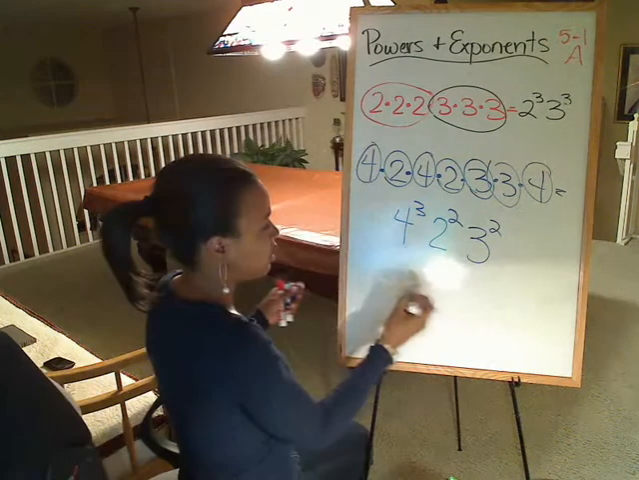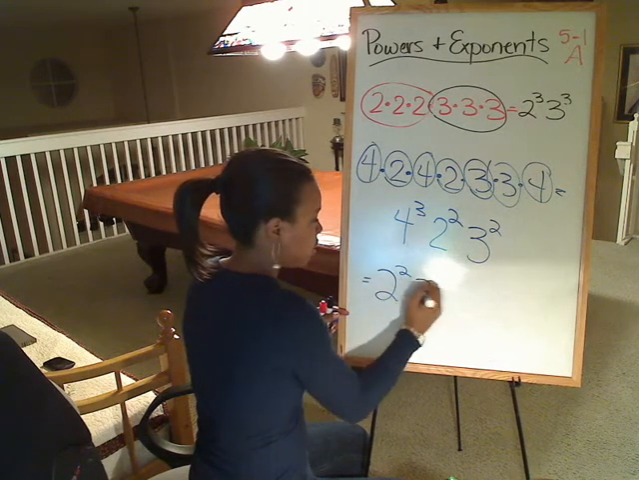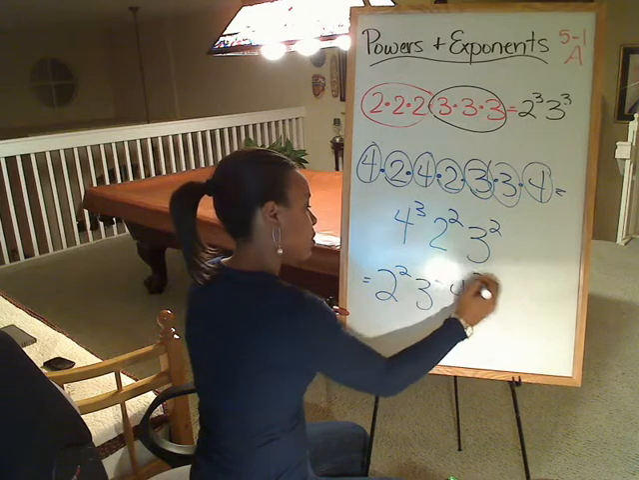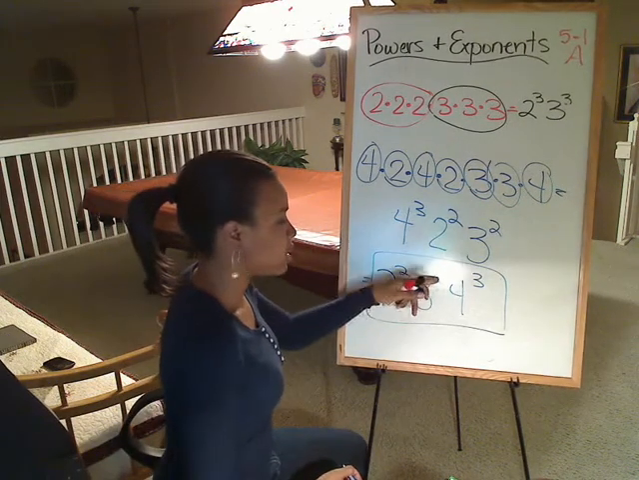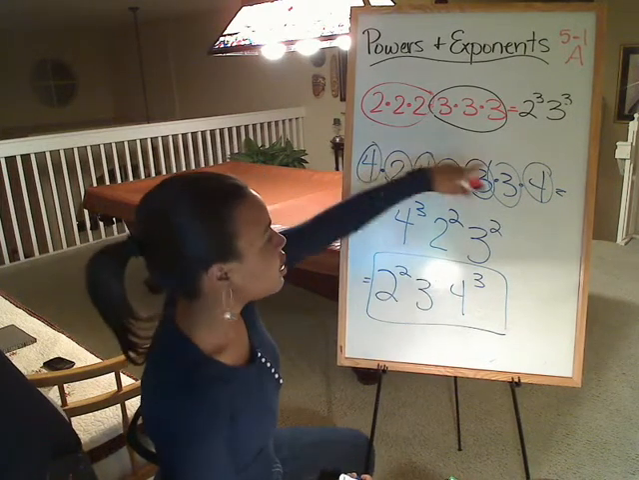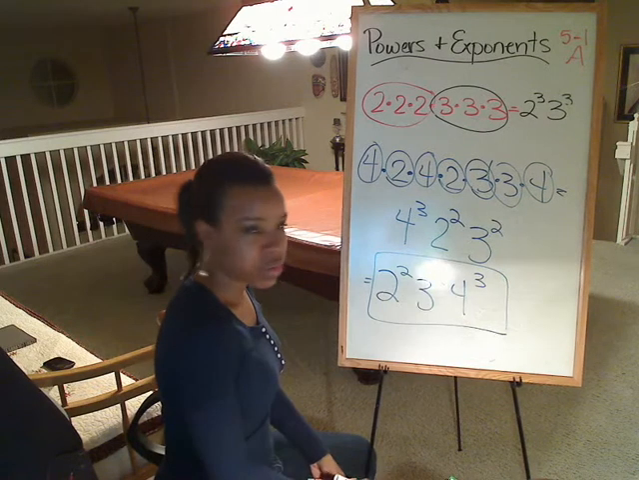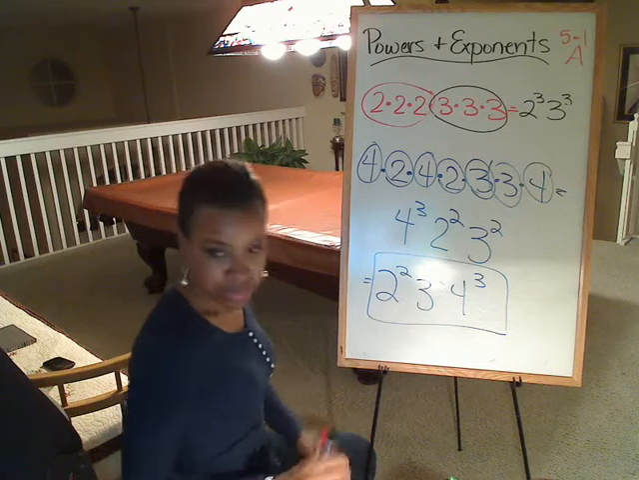And usually we put them in order. So put the 2 first, then the 3, then the 4. So that's my final answer. 2 to the second power, 3 to the second power, 4 to the third power. That's all you have to do. You count how many you have, and you just write it with the base and the exponent. Okay? Let's try one with the variable.